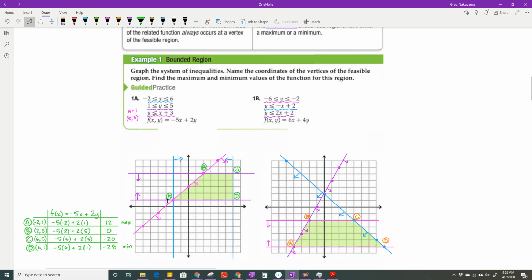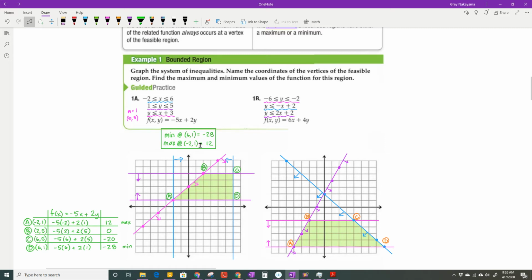So to answer this question, find the max and min values for the region. The minimum value is -28. Where does it occur? At 6, 1. The maximum value is 12 at -2, 1.